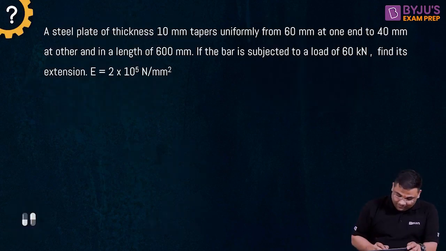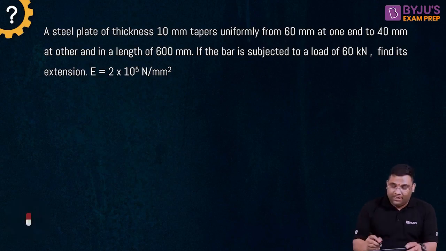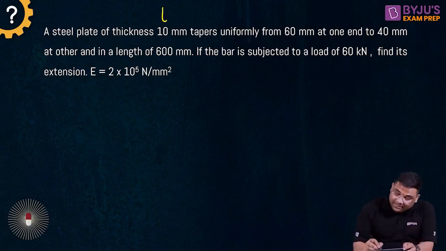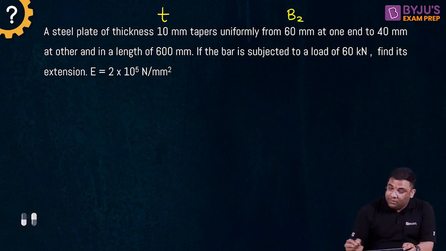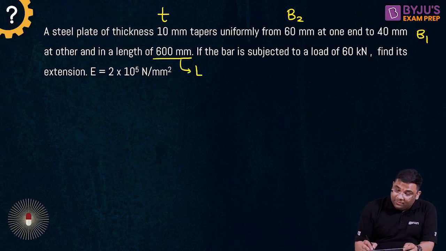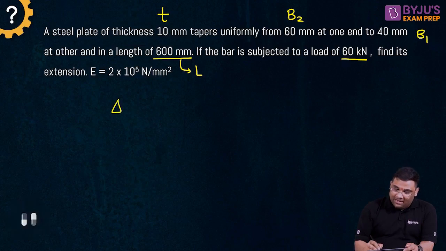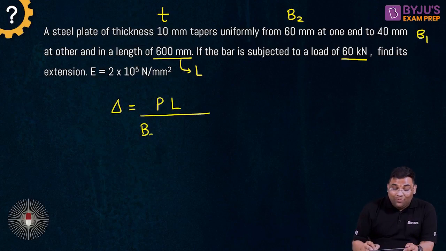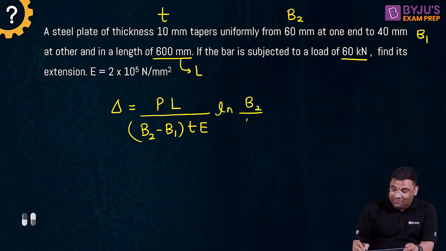Now we'll solve a short question. A steel plate of thickness 10 mm tapers from 60 mm, I can say this is B2, to B1 40 mm on the other end, and the length is given as 600 mm. It is subjected to a load of 60 kilonewton. Find the extension. Directly I can write this as PL by B2 minus B1, into T into E ln B2 by B1.